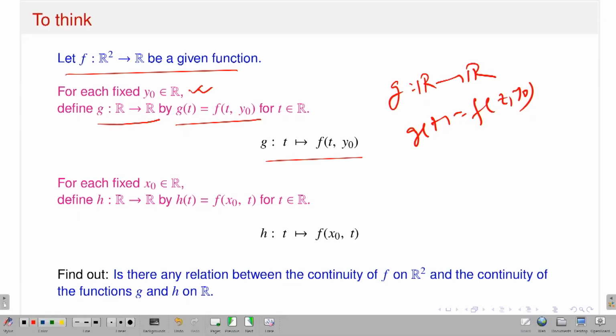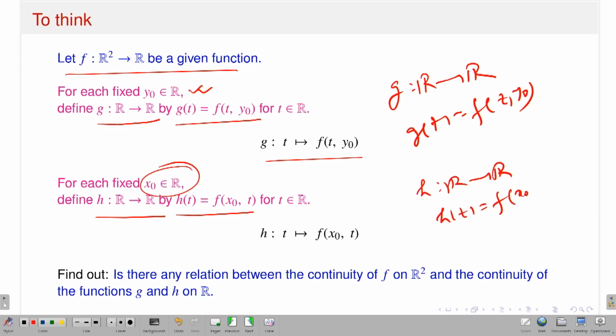Similarly, in the second component I am fixing y naught. Now, if I fix the point x naught in the first component, I also introduce a function h, where h of t is equal to f of x naught comma t. Here x naught is fixed. Then I can define a function from R to R, where h of t is nothing but f of x naught comma t.